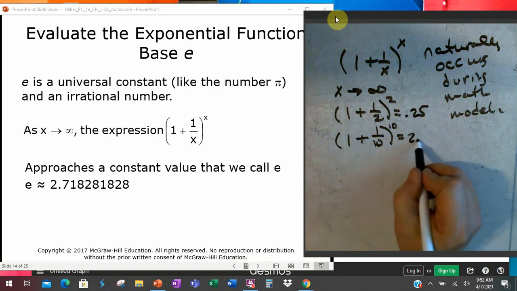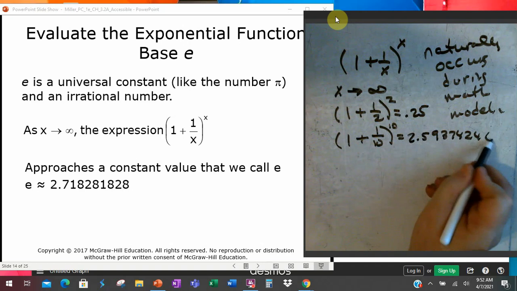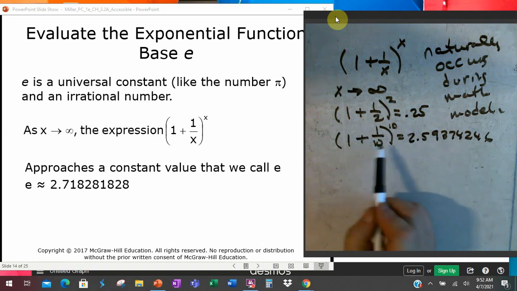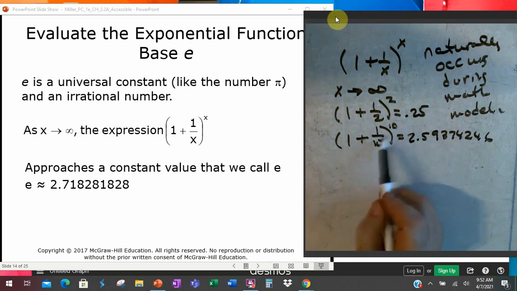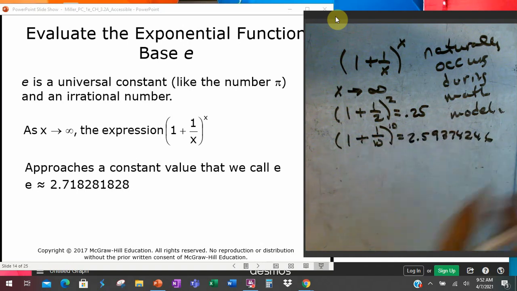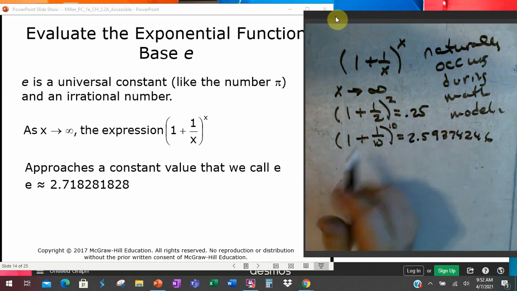And I get 2.59374246, all in calculator. That's the only way I can get these out. Okay, there's no way that I'm going to start giving the decimal number. Now this I can do, multiply whatever this is, decimal number, times itself 10 times, but that's just a lot of work to get a decimal. So this is all calculator work.